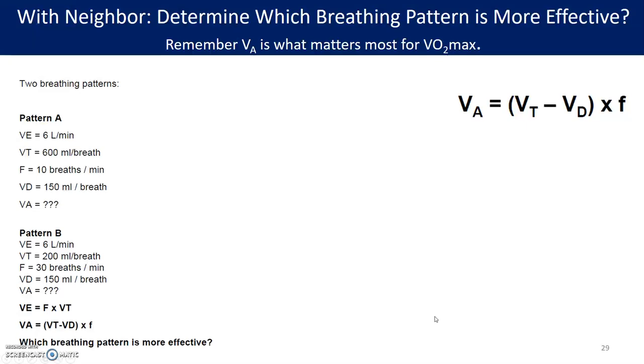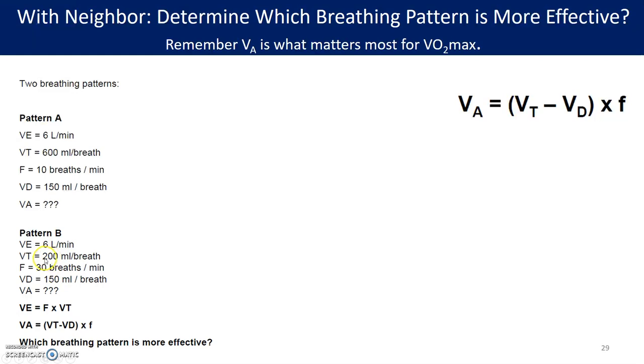So let's talk about why this matters. Alveolar ventilation versus minute ventilation. I have two breathing patterns here. Both of them have a minute ventilation of 6 liters per minute. Okay. Pulmonary ventilation, 6 liters of air coming in and out of the lungs every minute. In pattern A, we have someone with a tidal volume of 600 mils, and they're taking 10 breaths per minute. Dead space, 150 mils, just like in the bottom here.